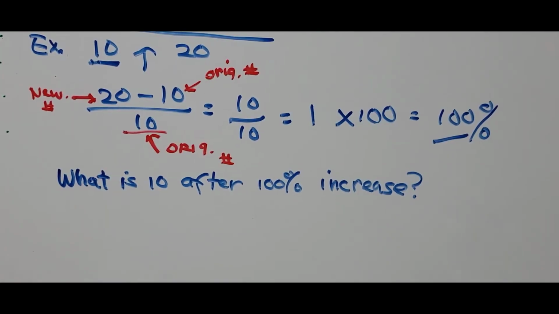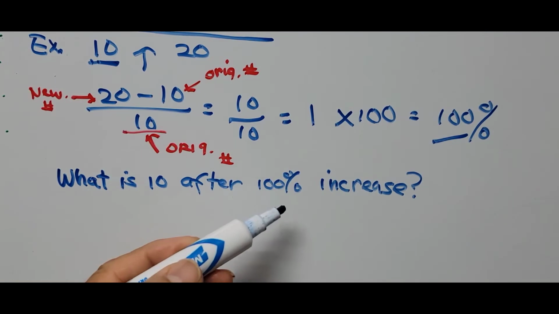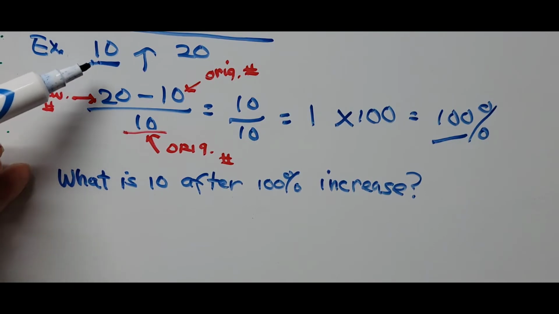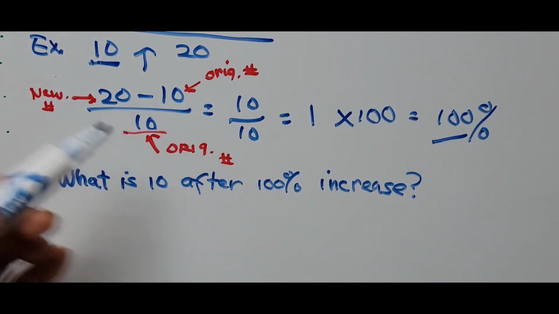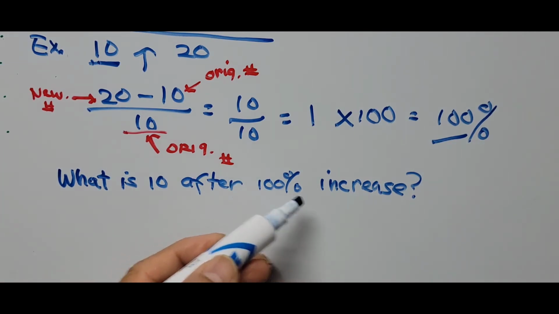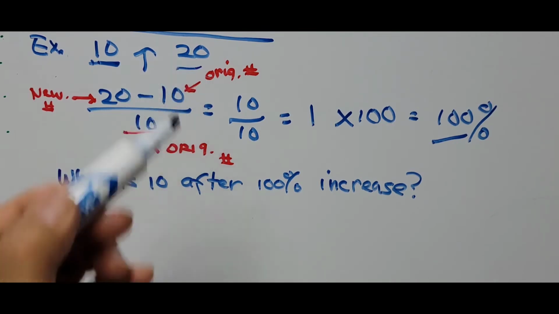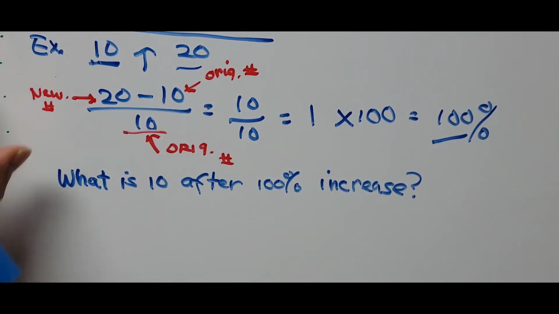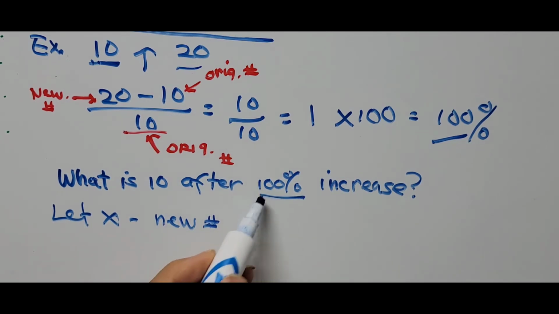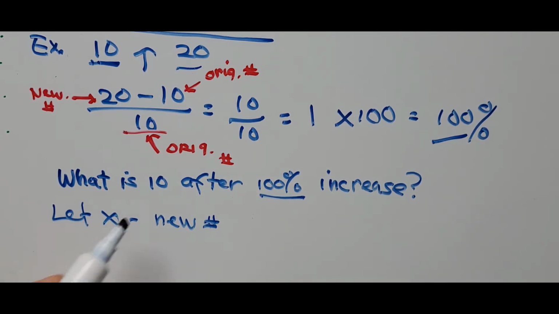So now we have a word problem over here. What is 10 after 100% increase? So we're referring to this given over here. From 10 it went up to 20, and the percent increase was 100%. Now the question is, what is 10 after 100% increase? We're referring to 20 over here, right? Assuming we don't know that, we represent the number as x. So let x be the new value, the new number, and the percent increase is 100%. So the original value is 10.